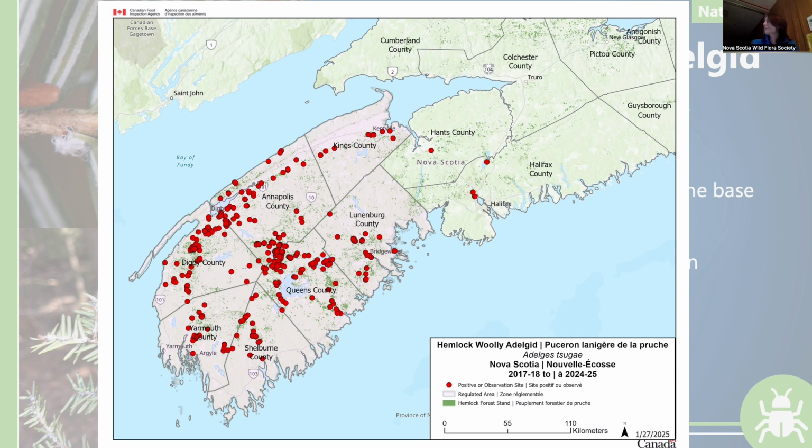And so this is an image from the Canadian Food Inspection Agency, showing the positive identifications of HWA in the province. Primarily, the densest areas are within Southwest Nova Scotia, where there's already been significant hemlock dieback, but it is spreading northerly. And these two sightings here are the most recent ones, in 2024. One at a park in the Bedford area, and the other one at the park just off of Grand Lake. I don't remember the name of it off the top of my head, but yeah.